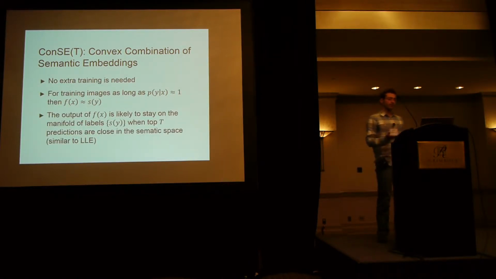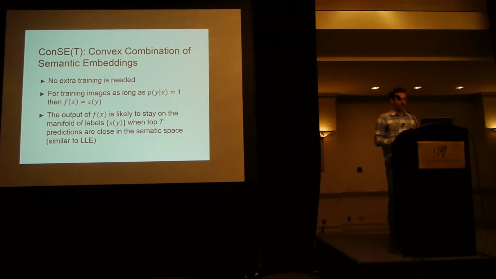Now, one benefit of this algorithm is that it requires no extra training, as long as we have a conditional probability distribution for the class labels and we have the embedding for the words. And for training images, as long as the conditional probability is close to 1, the embedding will be close to the semantic embedding for the correct label. And the output of f(x) is likely to stay on the manifold of labels when the top t predictions are close in the semantic space. So this relates our technique to locally linear embedding, in the sense that we are averaging only a local neighborhood in the semantic space.